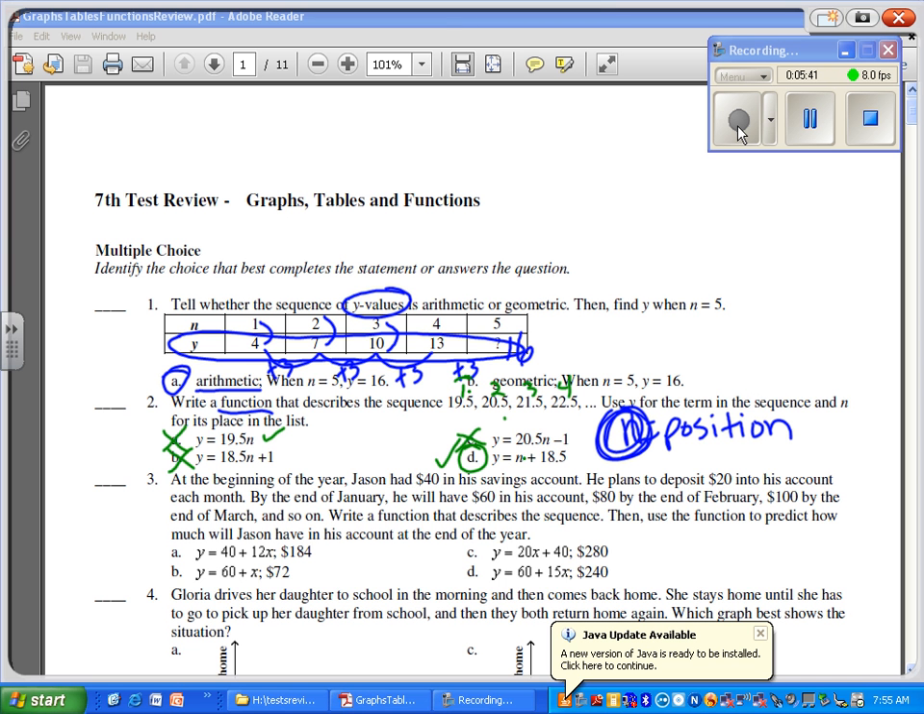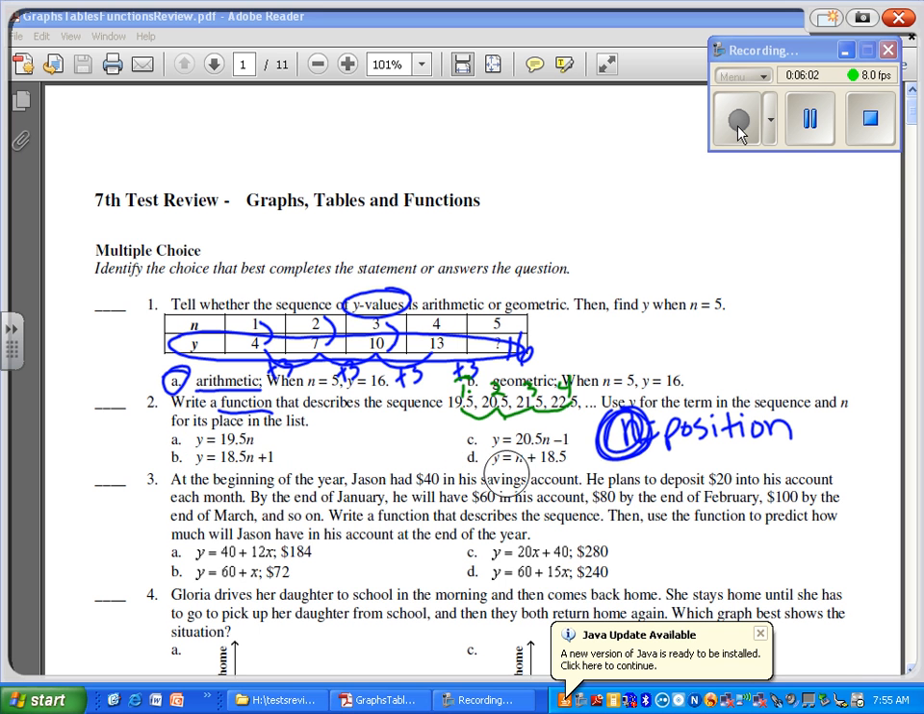So this is working because remember that n is the position. Now let's look at a possibility that you might make a mistake. You might notice that we're adding 1 every time, so you might just choose this one because you see adding 1, but that's not right. It's 18.5 times the number in the sequence, the position of the sequence, and then adding 1. So that is not the rule for this.